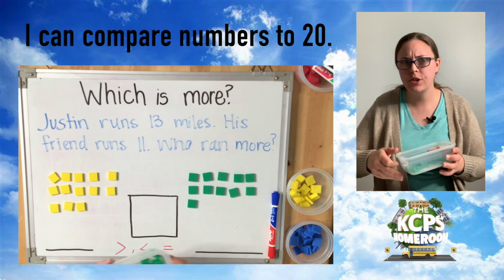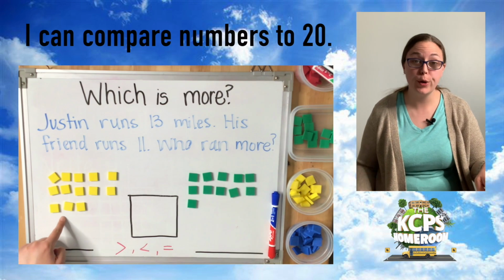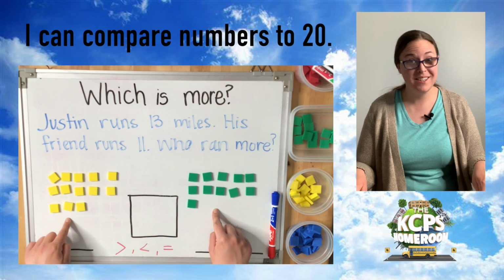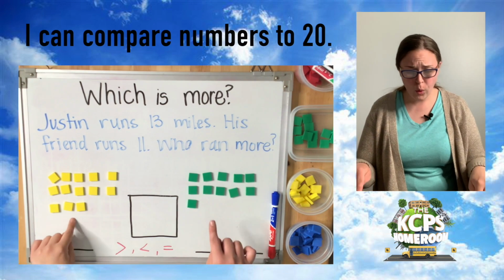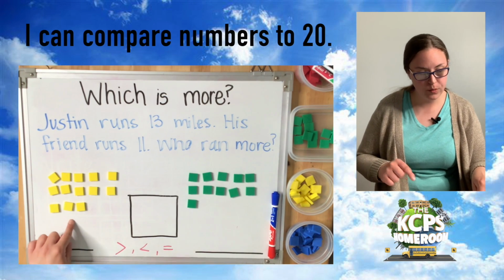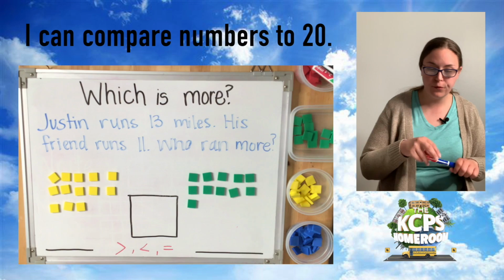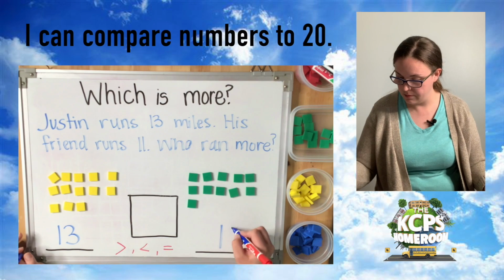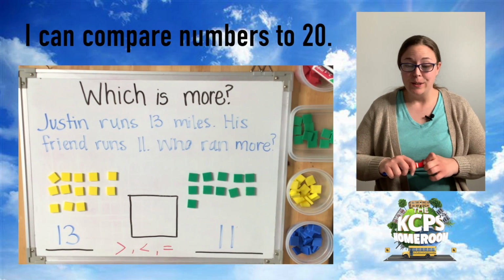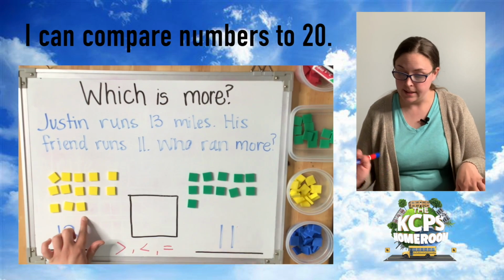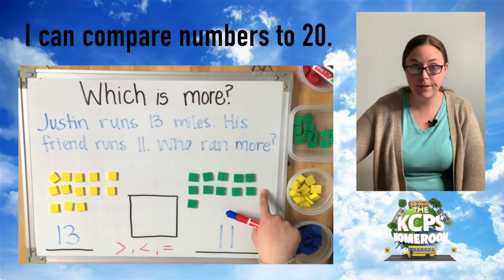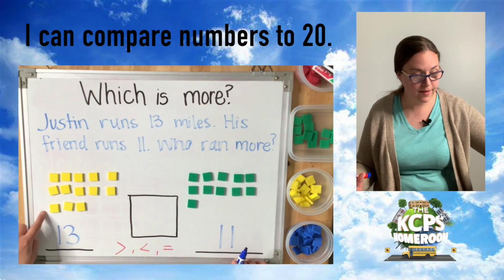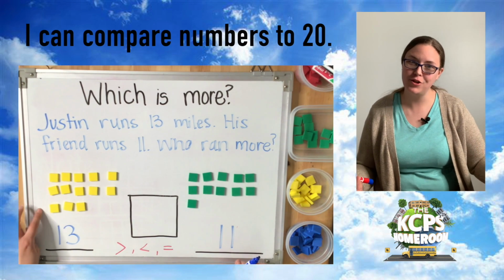Now, think about what we just counted. Over here, we counted to 13. Did we have to pass 11 to get to 13? We did. So who ran more? Did Justin run more when he ran 13 miles, or did his friend run more when he ran 11? If you said that Justin ran more, you're correct. His friend has 2 rows of 5 and 1 row of 1, and Justin's model shows 2 rows of 5 and 1 row of 3. That means Justin ran more.